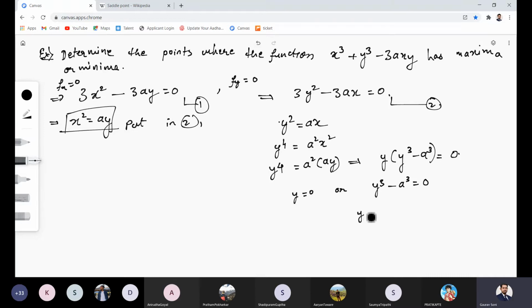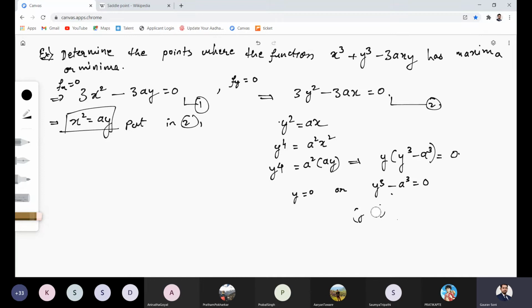So one will be imaginary. So y minus a, and in the other one y square plus ay plus a square equal to 0. Actually this is the expansion, but the second part has complex roots. So we are not concerned about this as we are working in the real domain. I just need real numbers. Since this part has complex roots, I'll neglect this part.